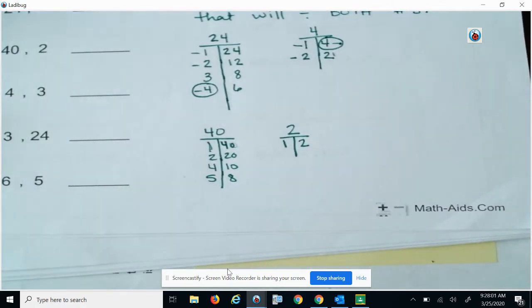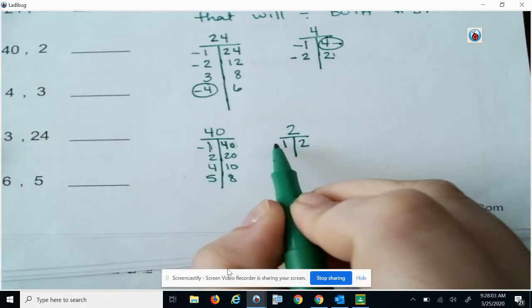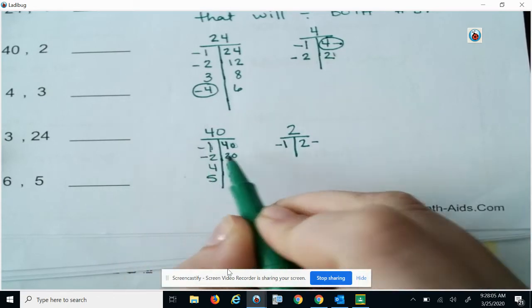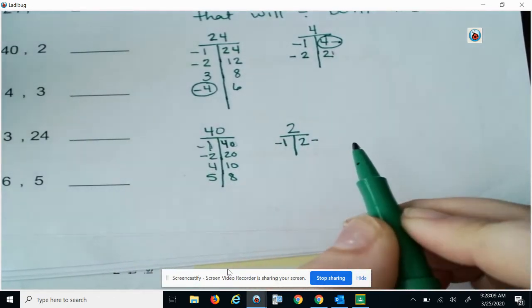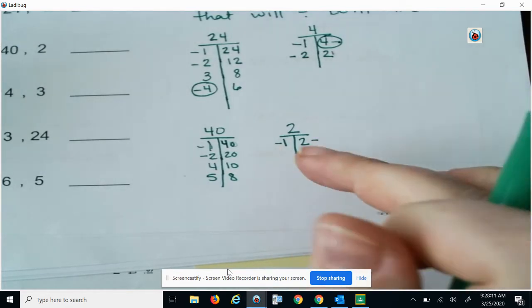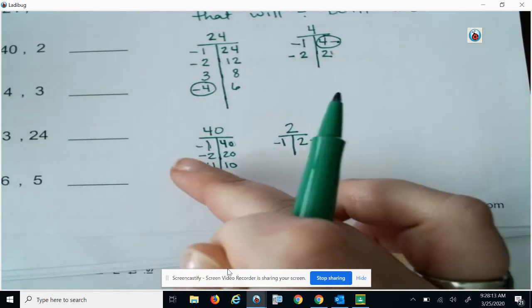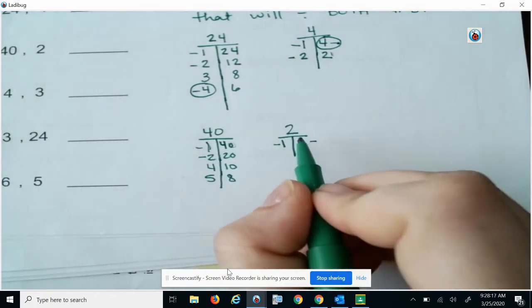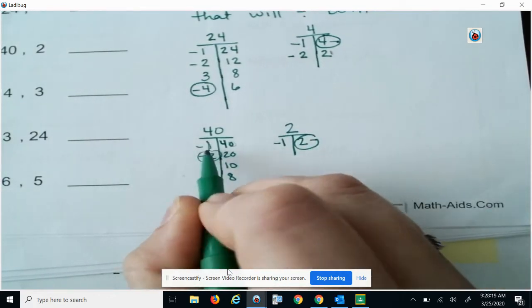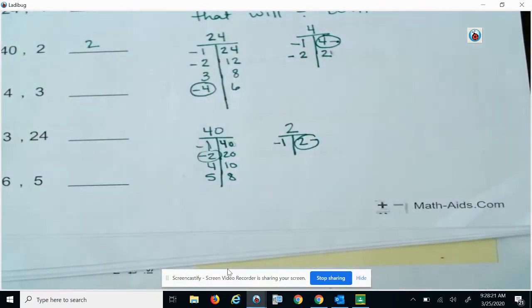Greatest common factor, so we need to find the common factors. They share a 1, they share a 2. That's all there is to share with this little one, right? So finding your common factors, always start with the smaller number, and then you don't have to go through all the big numbers. The biggest one they share is that 2, so that's our answer, 2.